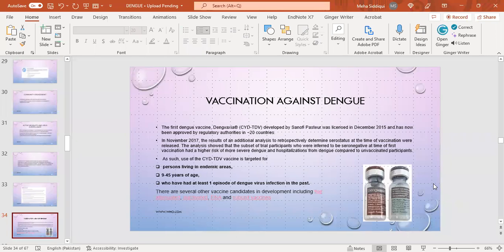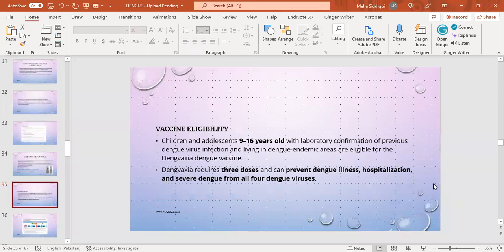As such, use of this vaccine is targeted for persons living in endemic areas, 9 to 45 years of age, who have had at least one episode of dengue virus infection in the past. And there are several other vaccine candidates in development, including live attenuated, inactivated, DNA and subunit vaccines.